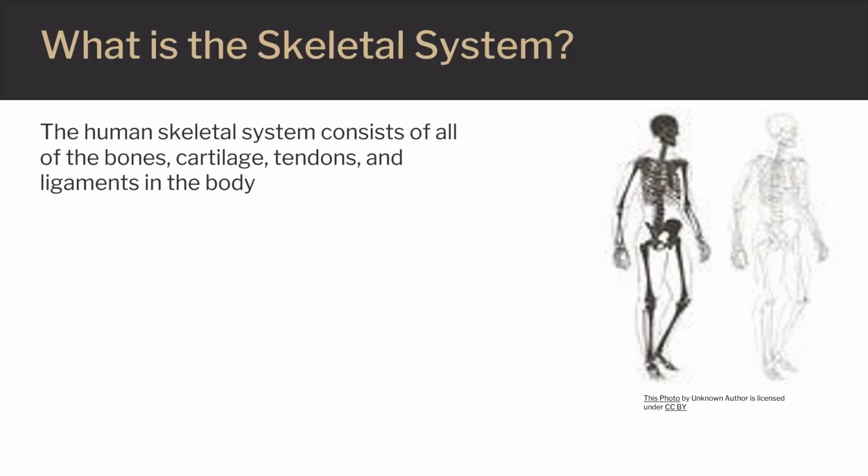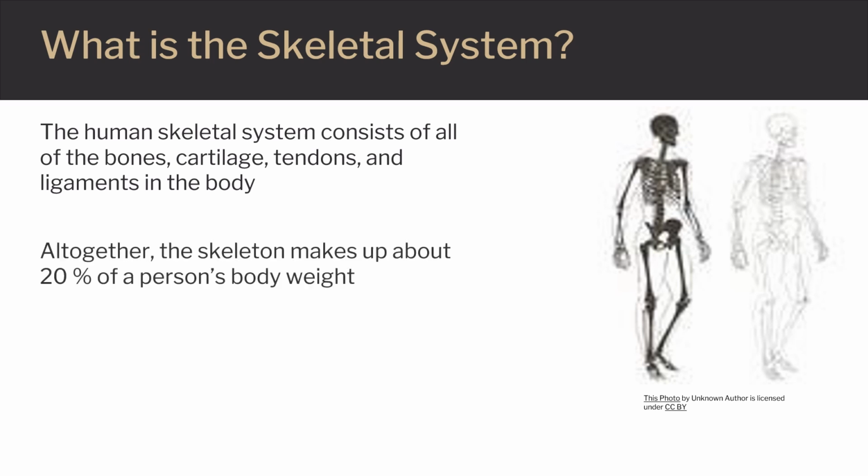The human skeletal system consists of all the bones, cartilage, tendons, and ligaments in the body. Altogether, the skeleton makes up about 20% of a person's body weight. An adult skeleton contains 206 bones. Children's skeletons actually contain more bones because some of them, including those of the skull, fuse together as they grow up.